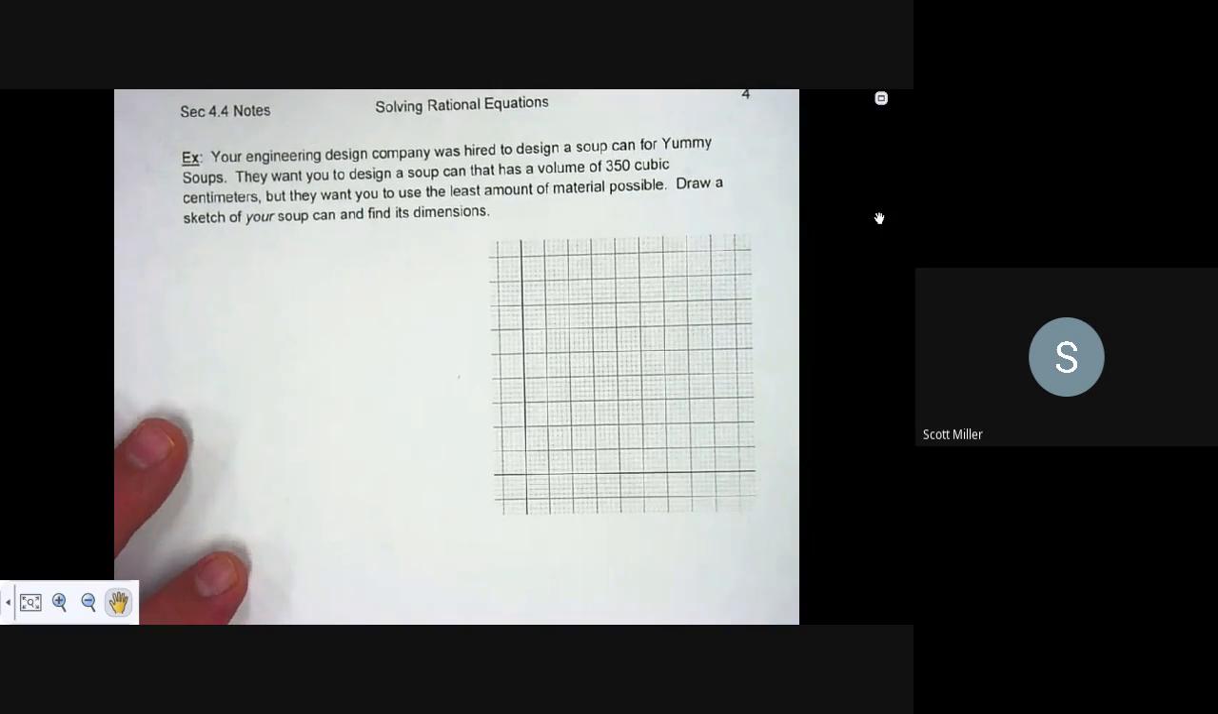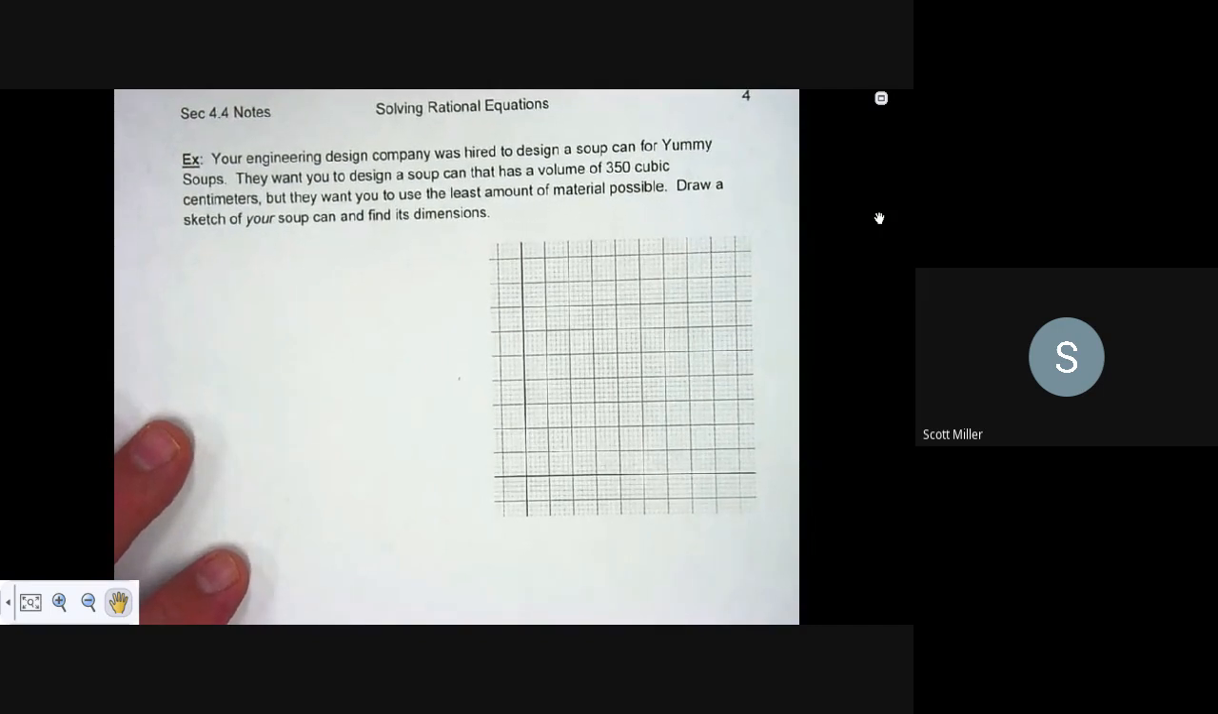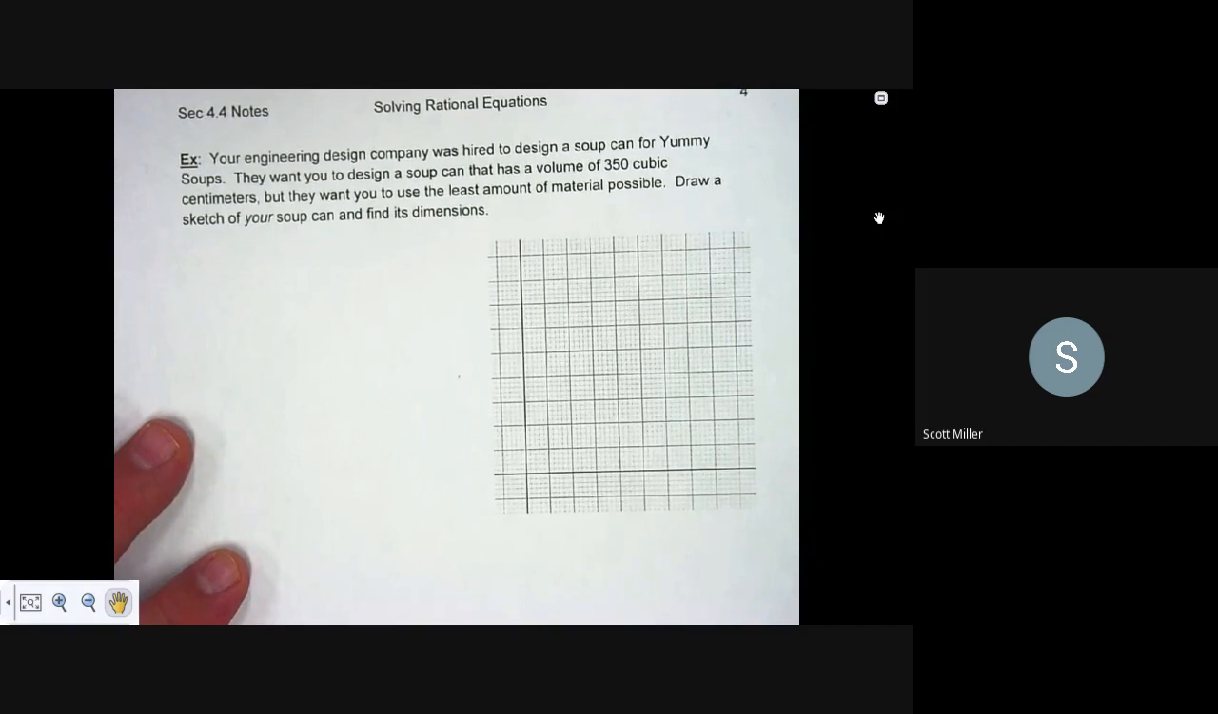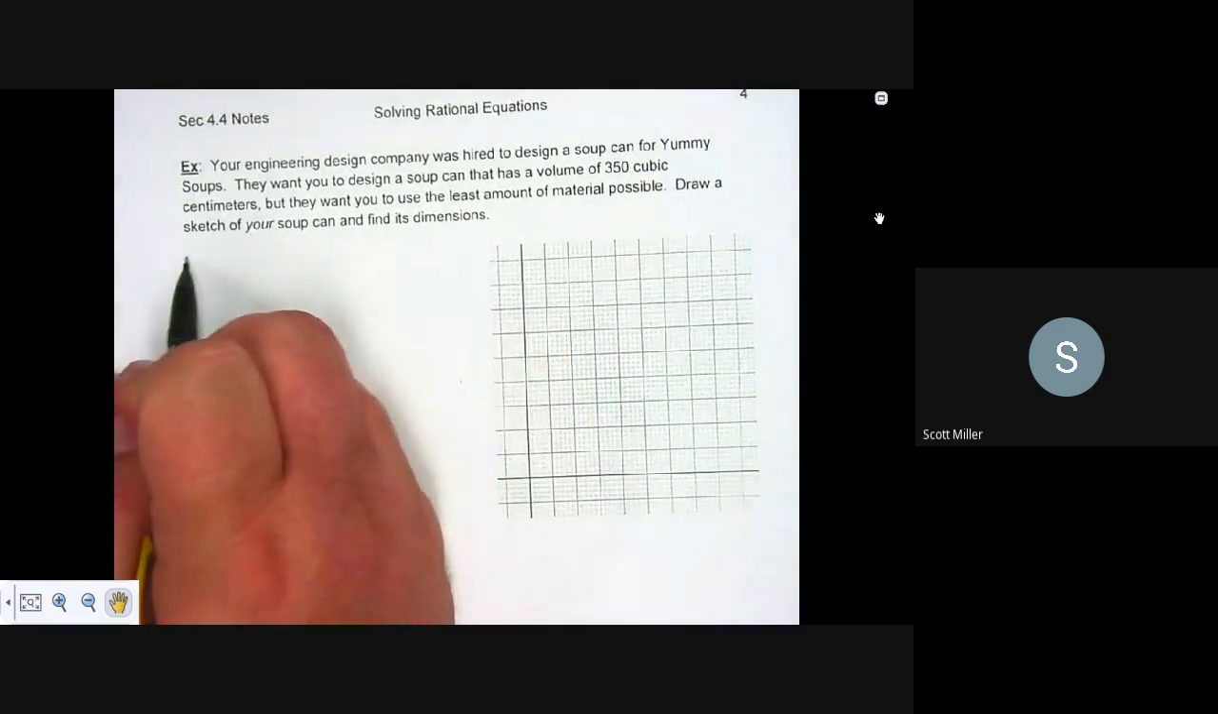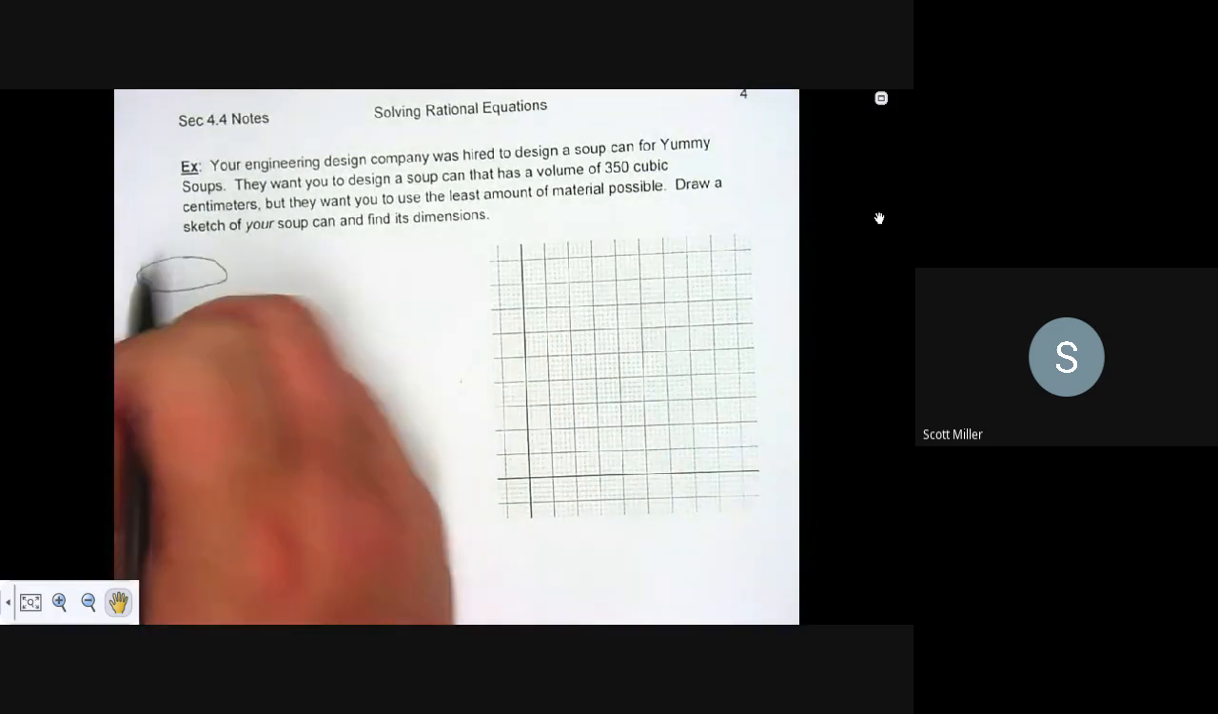Your engineering design company has been hired to design a soup can for Yummy Soups. You want to design a soup can that has a volume of 350 cubic centimeters, but they want to use the least amount of material possible. Draw a sketch of your soup can and find its dimensions. Okay, so a soup can basically is a cylinder.